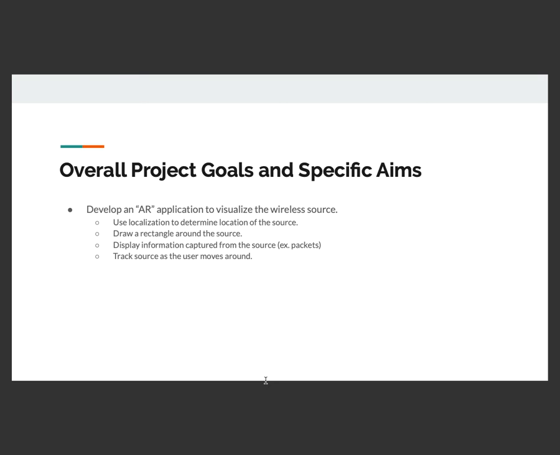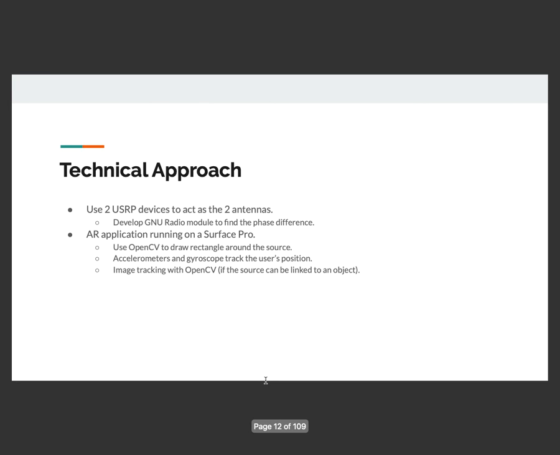And we can also capture some information, like maybe packets from a Wi-Fi signal, and display that to the user. So our technical approach is we're going to use two USRP devices as our two antennas. And we're using GNU Radio to find the phase difference. Then we're going to develop an AR application running on a Surface Pro. We use OpenCV to draw the rectangle and do some basic image tracking, and we also use the accelerometers and the gyroscope to track the user's position.